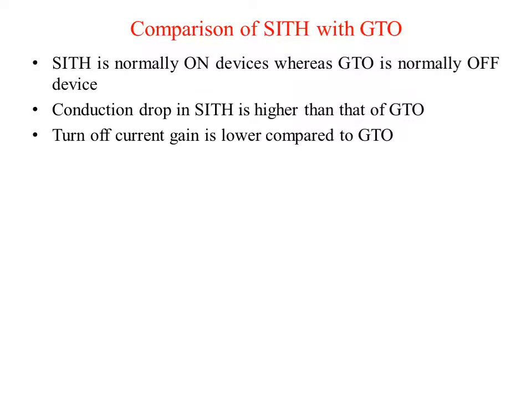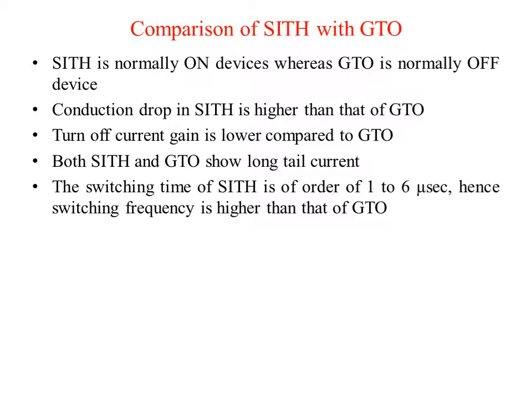The turn off current gain is lower compared to GTO. Both SIT and GTO show long tail time, that is TT, so the time required to turn off will be high. The switching time of SIT is of the order of 1 to 6 microseconds. Hence, the switching frequency is higher than that of GTO.